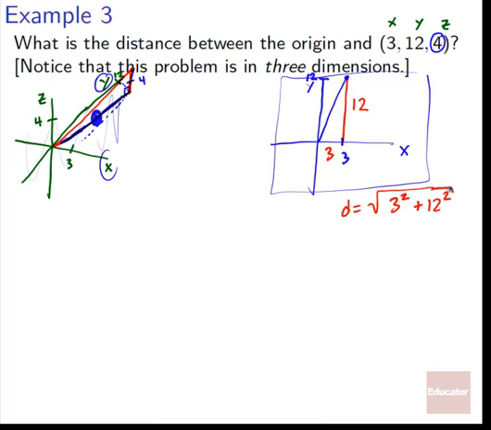So we can figure out what the length of this portion right here is. So we have it right here. We now have that. Now we just bring in this thing and we just do another one.